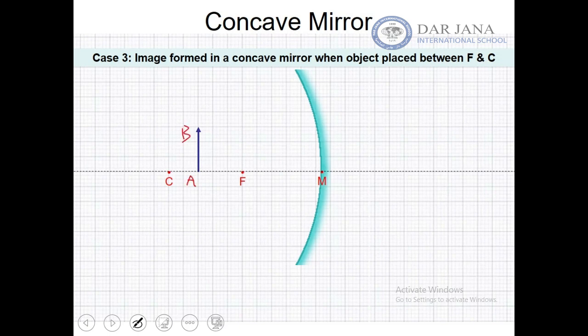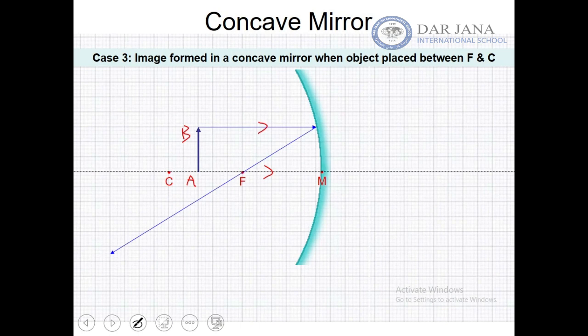This object also, I will name it AB. Two reflected rays will be produced from this object. So the first light ray, as usual, is parallel to the principal axis. This incident ray, since it's parallel to the principal axis and hitting the mirror, its reflection will be through point F.